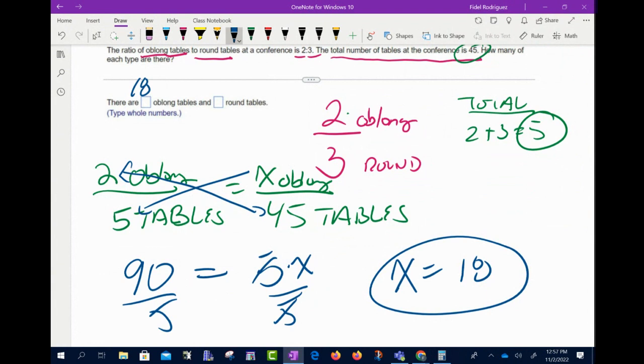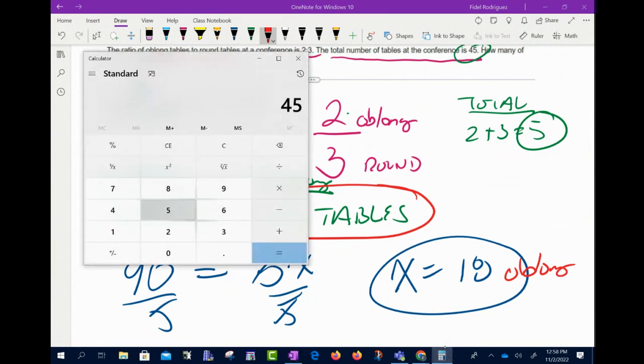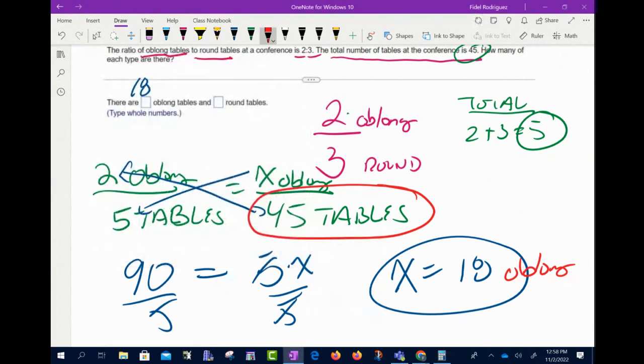And then we would say, okay, well, look, we're still looking for the number of round tables, right? And they would say, you know, sir, we're going to set up another proportion. I tell them, look, we can do that. But do you remember that we have a total of how many tables? 45, right? If 18 of them are oblong, wouldn't the rest, 27, have to be the round tables now, right? Because if there's a total of 45 tables, and if 18 of them are oblong, then how many are round? Well, whatever's left over, because we only got those 2 types of tables, right?